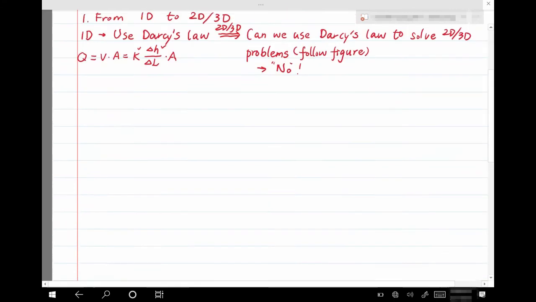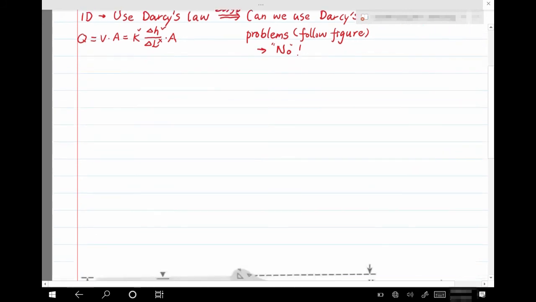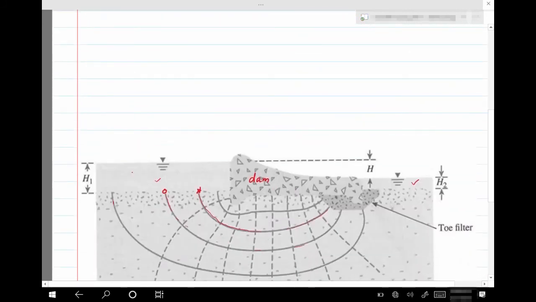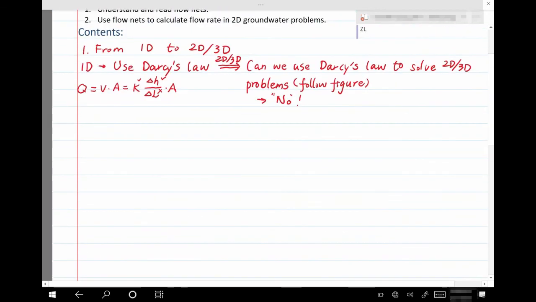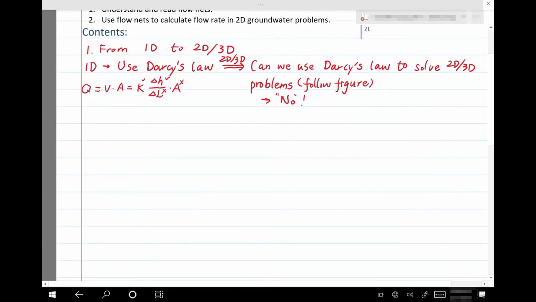So because of that, we don't have a constant delta L. We have different delta L values at different locations. For A, we have the same problem. When we are thinking about the movement of water from the left side to the right-hand side, we want to get a constant A. A is the area of the cross-section. In this case, it's also hard to get a constant A. Because of that, we cannot use Darcy's law directly. For 2D problems, we have the flow net.